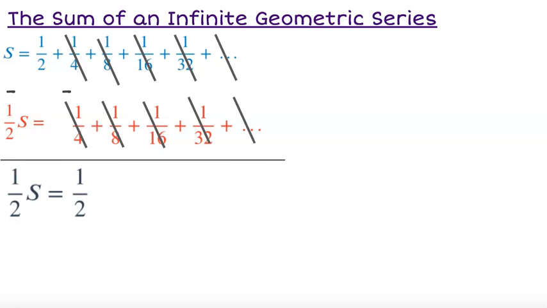What are we left with? On the left side, 1s minus 1/2 s is 1/2 s, and on the right side, the only term that did not cancel is the 1/2. Dividing both sides by 1/2 gives us s equals 1, which is the same answer we got using the definition. Now let's generalize to any geometric series.